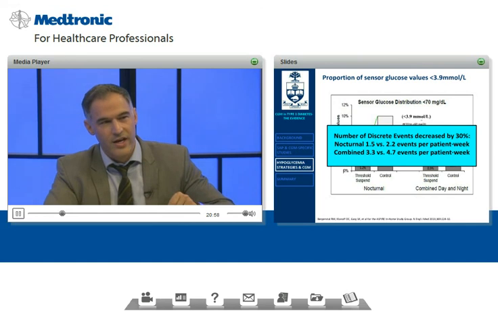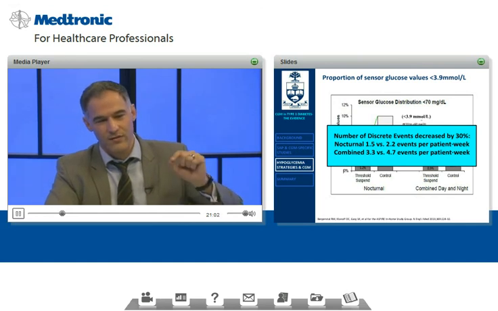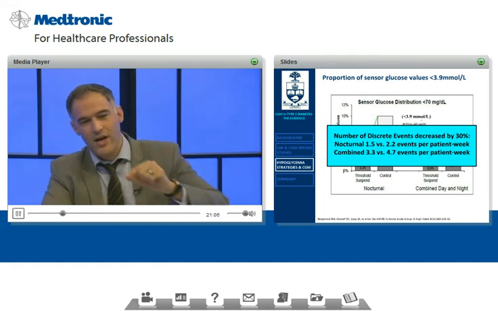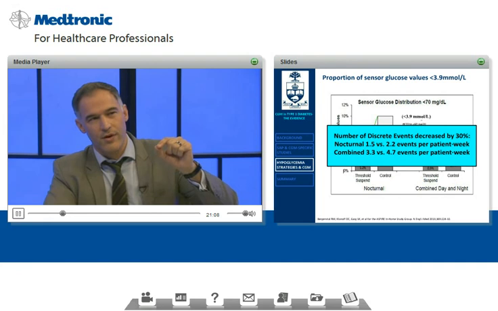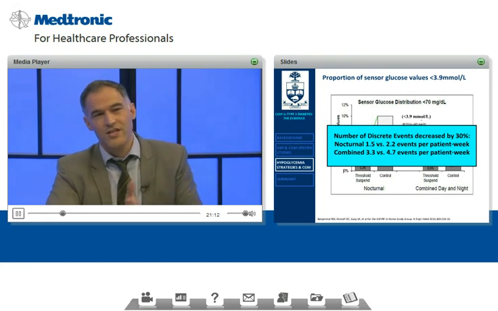And on top of that, the number of discrete events, so the number of hypo events. You could have a level less than 3.9 for an hour, but that's still one hypo event. But for the analysis where they use the proportion of sensor values, you're adding up each 5-minute interval. But here the discrete events were 1.5 versus 2.2 events per patient week.